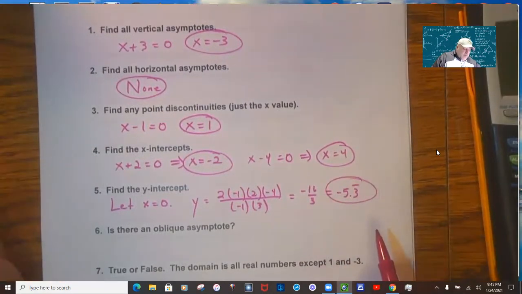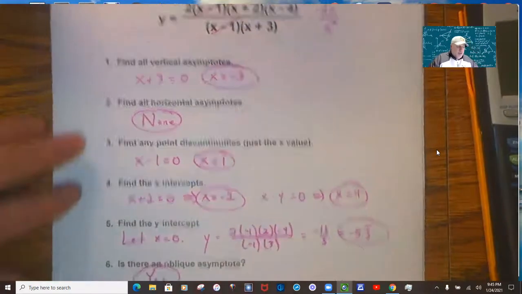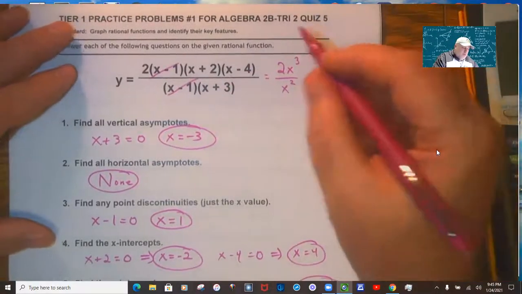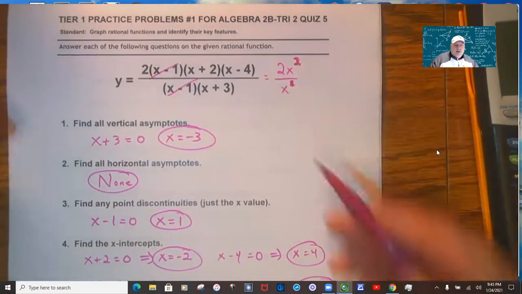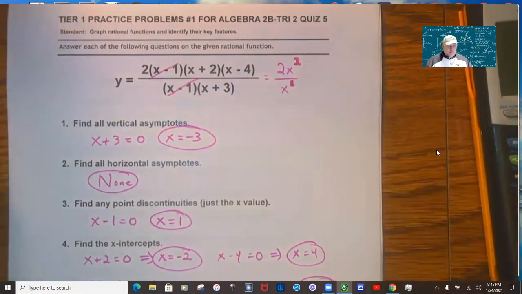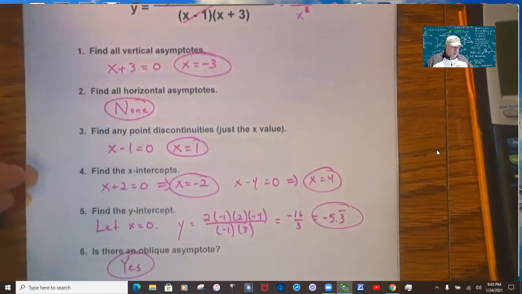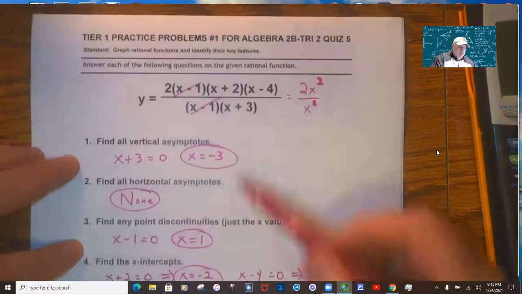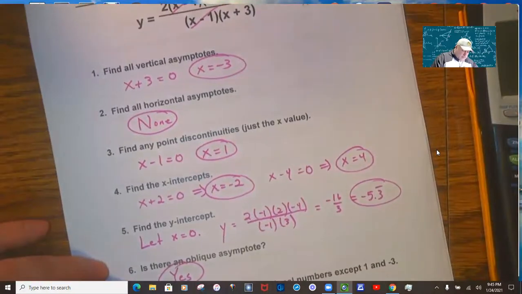Are there any oblique asymptotes? The answer is yes. You don't have to figure them out. But notice after canceling that the power would be 1 higher, so it'd be 2x squared something over x to the first. You have that power that's 1 higher in the numerator after canceling, but we're not going to figure it out. True or false, the domain is all real numbers except 1 and -3. So we need to take out this, and that's exactly what we did, what the statement did.